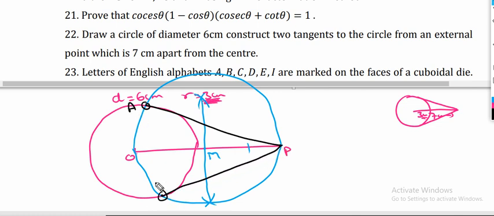You name this as A and this as B. Here PA and PB are the tangents. So this is the construction.